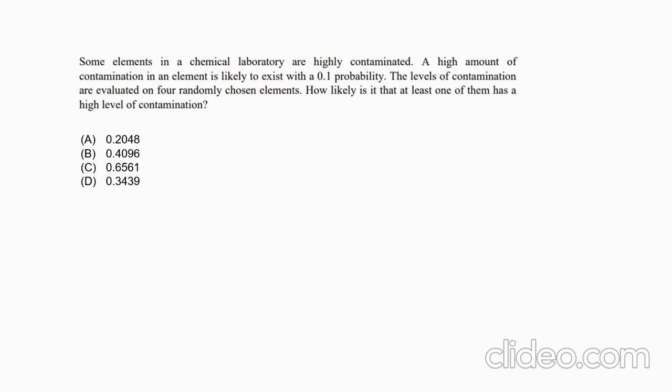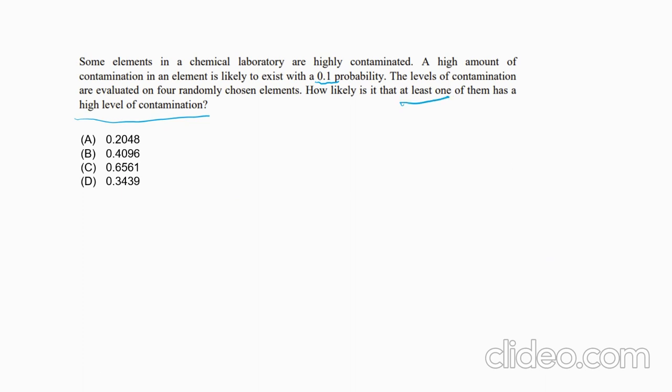So we have the second question here. Some elements in a chemical laboratory are highly contaminated. A high amount of contamination in an element is likely to exist with probability 0.1. The levels of contamination are evaluated on four randomly chosen elements. How likely is it that at least one of them has a high level of contamination? So what we want to find here is, again, at least one.